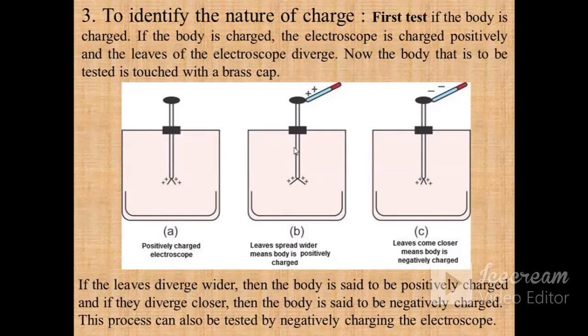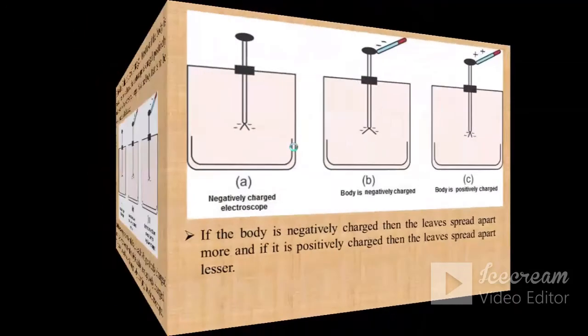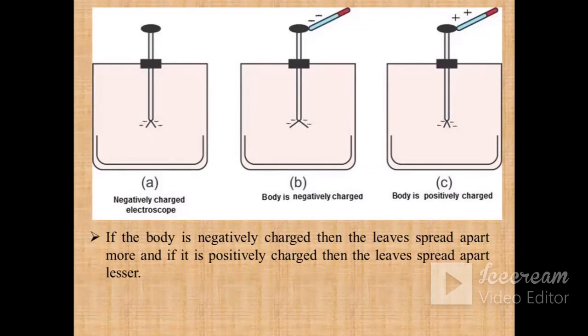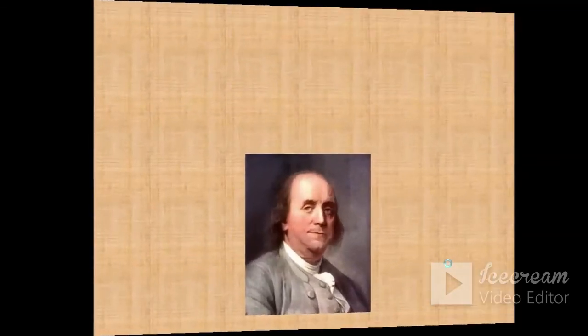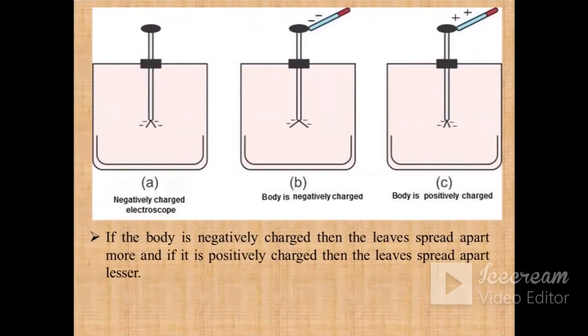And this process can also be tested by negatively charging the electroscope. So we have charged this electroscope negatively. Again, if you bring the negatively charged conductor, then these leaves spread apart, and if you bring the positively charged conductor, then these leaves spread apart lesser. That means they come closer. So this is the function of the gold leaf electroscope. I hope you must have understood it.